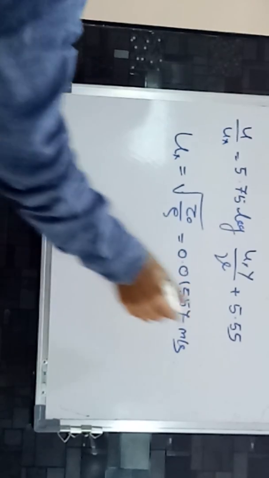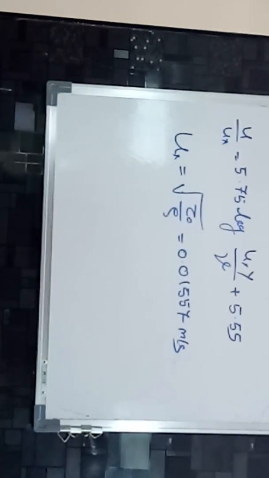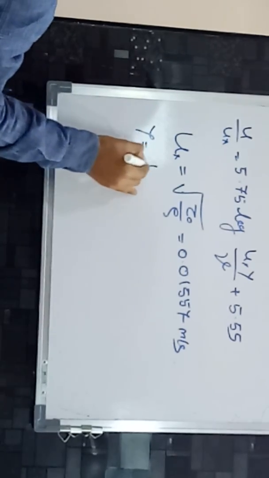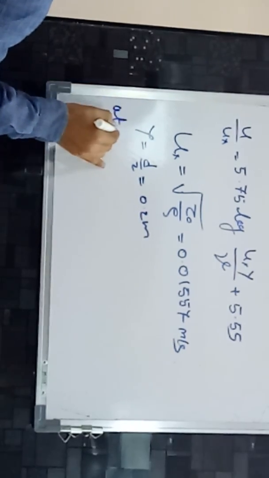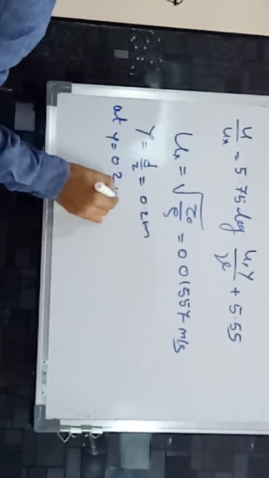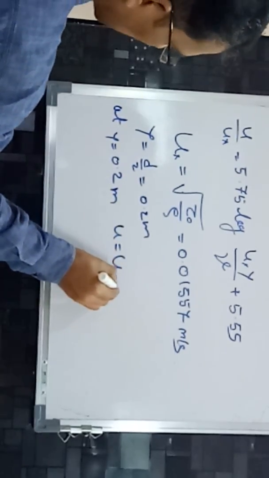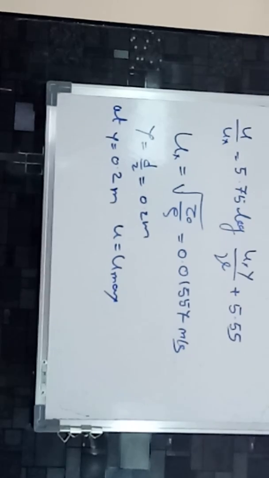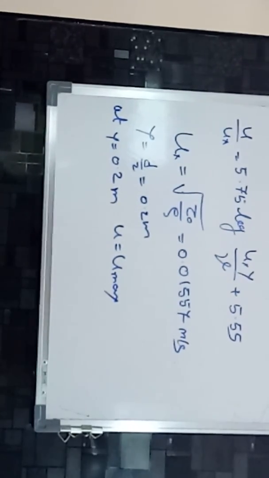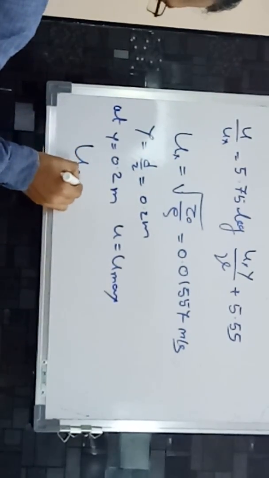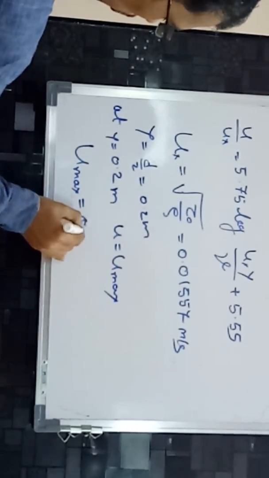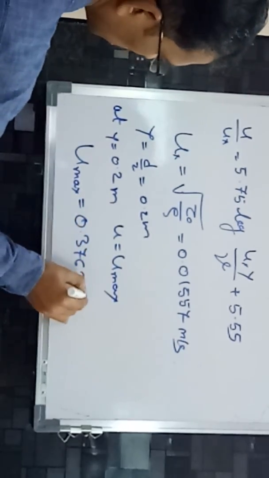Okay. So now see, all parameters we know that the velocity will be maximum when y equal to D by 2, that is 0.2 meter. At y equal to 0.2 meter, so u equal to u max. Okay, so this is the condition, and we will substitute that condition in this equation. So you will get u max equal to 0.3763 meter per second.